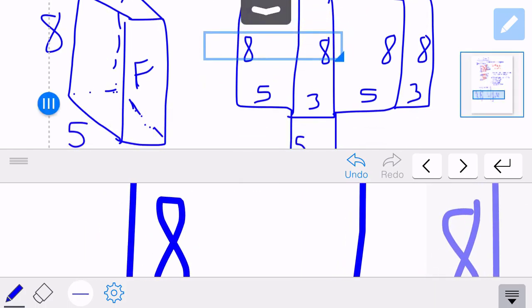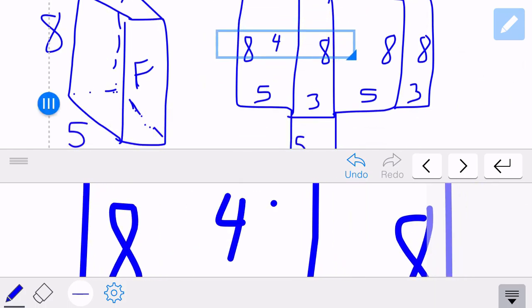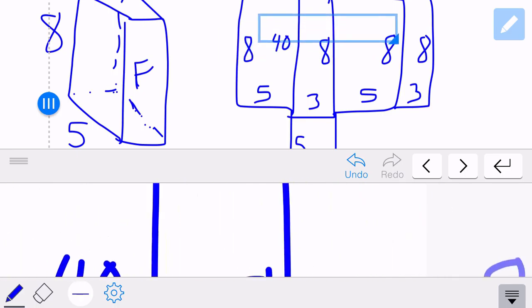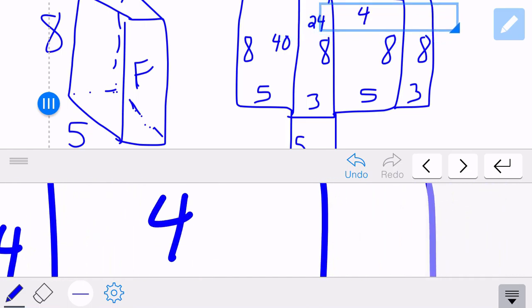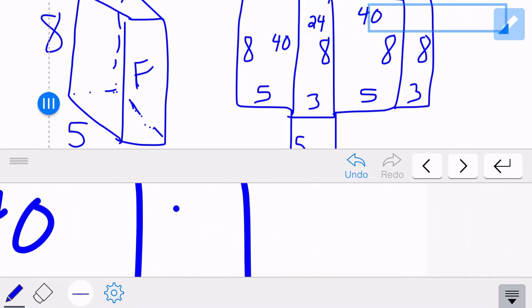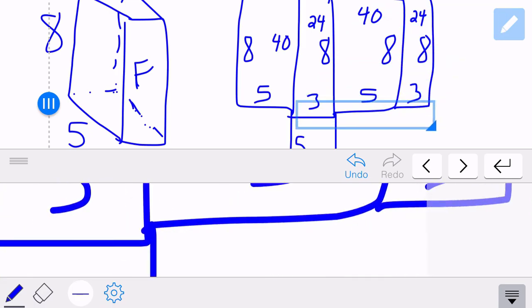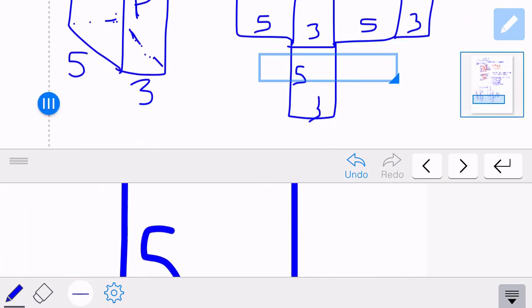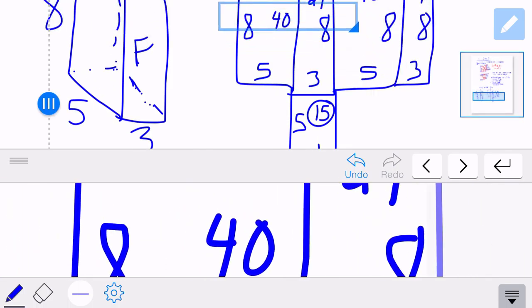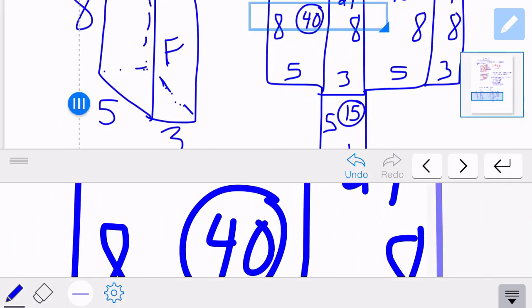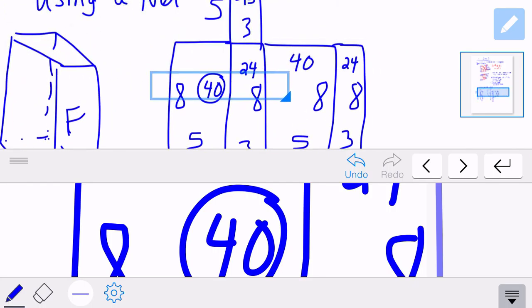8 times 5 for this one, so he'll be 40. This would be 8 times 3, so this guy would be 24. Another 8 times 5, so another 40. Another 24 for 8 times 3. And then this other bottom down here is another 5 times 3. So that guy's going to be 15. Maybe I'll circle those for you so you're not getting confused with what the measurements are versus the area.